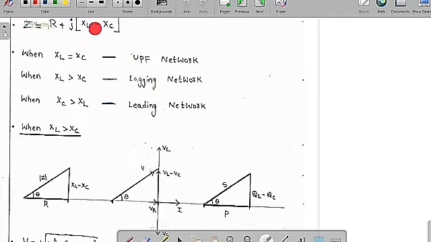Whenever XC is greater than XL, then this overall part will become negative. Therefore, it is going to act like a capacitor network. In a capacitor network, current always leads the supply voltage. So we say it is a leading network.